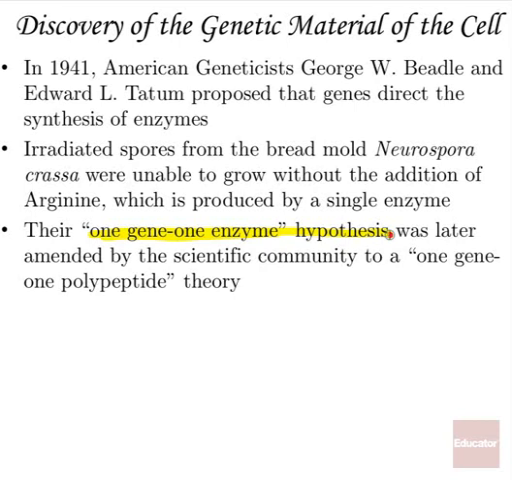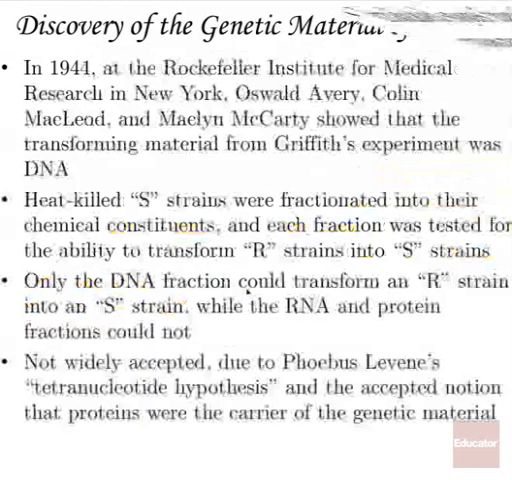What I want us to understand is that this has later been amended to be a one gene, one polypeptide theory, because we can make more than one enzyme from a single gene, and that can be done by alternative splicing that we're going to talk about much later in this course. But that was kind of an aside. Now we'll jump back to the main story.